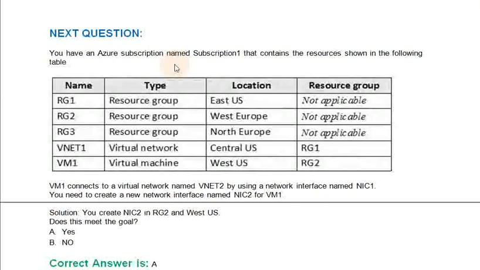You have an Azure subscription named subscription 1 that contains the resources shown in the following table. Please have a careful look at this table. VM1 connects to a virtual network named VNet2 by using a network interface named NIC1. You need to create a new network interface named NIC2 for VM1. Solution: you create NIC2 in RG2 and West US.